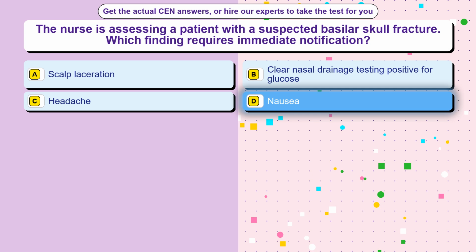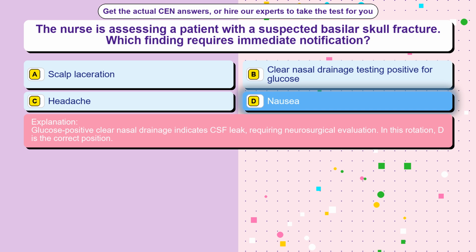The correct answer is option D. Nausea. Glucose positive clear nasal drainage indicates CSF leak, requiring neurosurgical evaluation. In this rotation, D is the correct position.